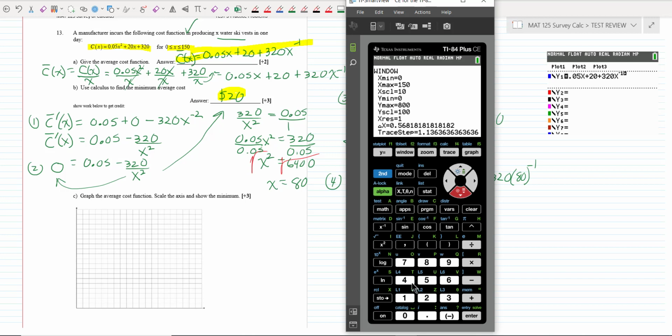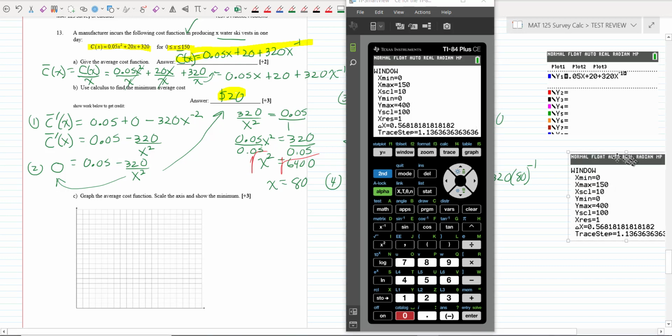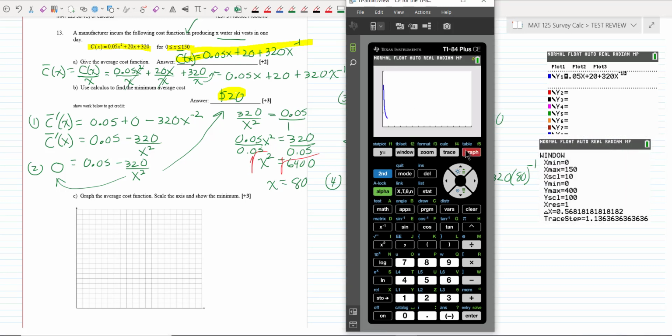So for that reason, let's do 0 to, let's just do 400. Oh, hold on. No. I already got the x right. So 0 to 150 by a scale of 10 for x. I was going to go 0 to 400 by a scale of 100 for my y values then. Okay, so if I type graph, okay, that's pretty good. That's not great, but it's fairly good.